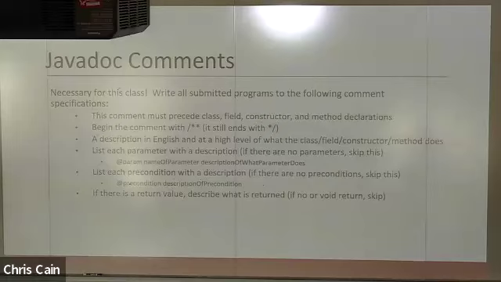If there's a return value, you want to describe what is being returned from that method. If it does not have a return, if it's void, you skip each of these that are not relevant to whatever the code is. So not all methods are going to have all of these, but you want to make sure they are there if the method has parameters or preconditions, a return value, and this is done with @return, description of the return.